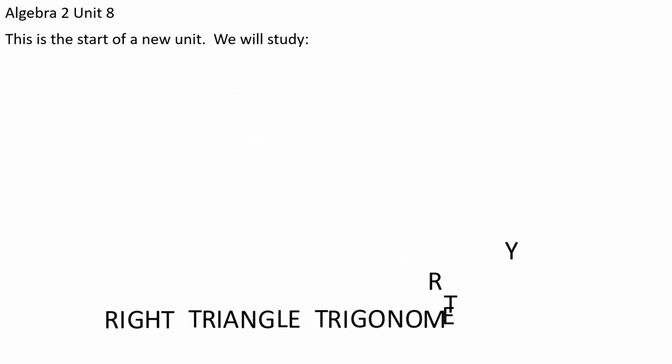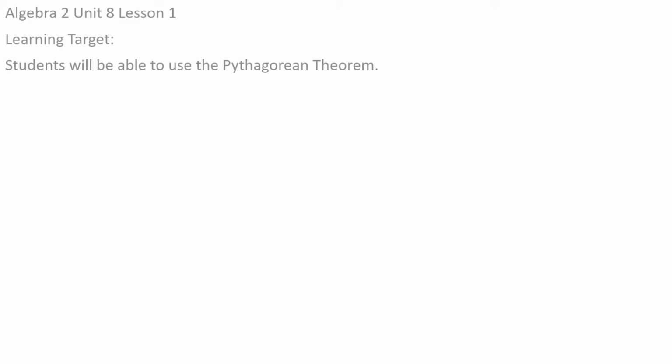Oh, we are going to study right triangle trigonometry for this unit. Now, as much fun as that cow and a full moon would have been, we'll take a look at right triangles instead. So our goal here for this very first unit is to be able to use the Pythagorean theorem.